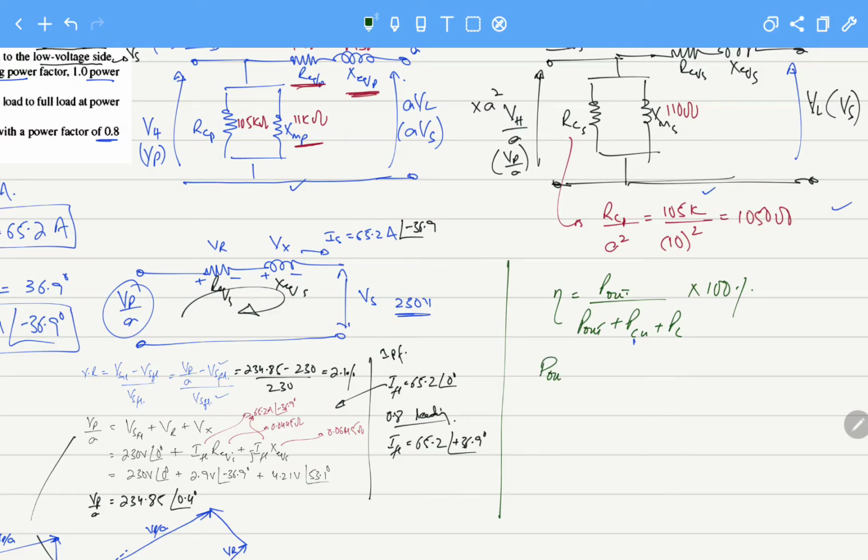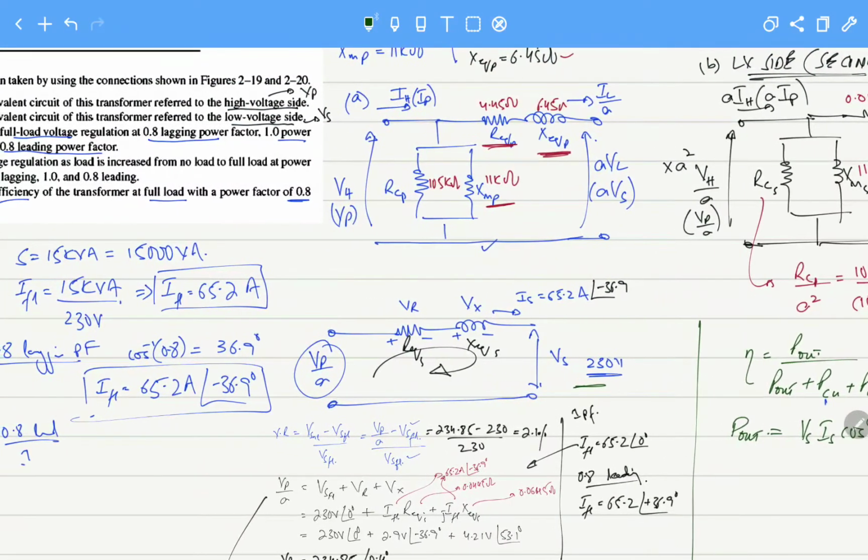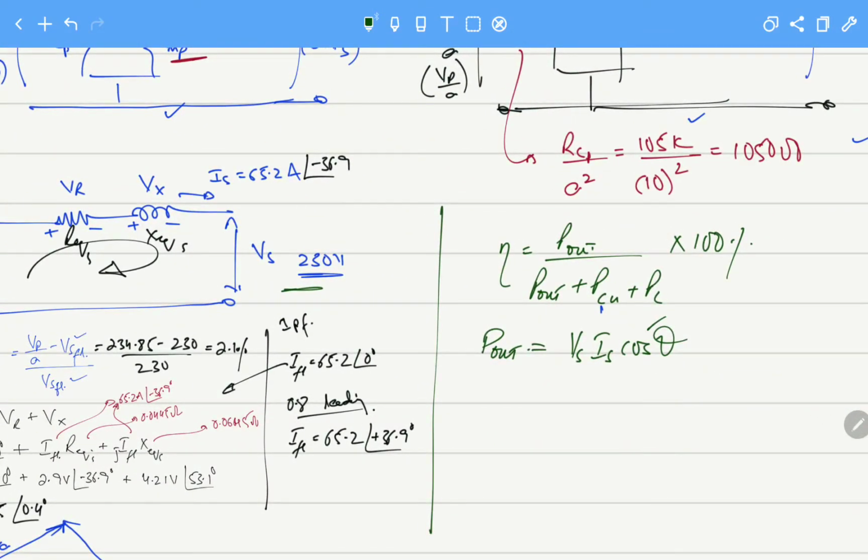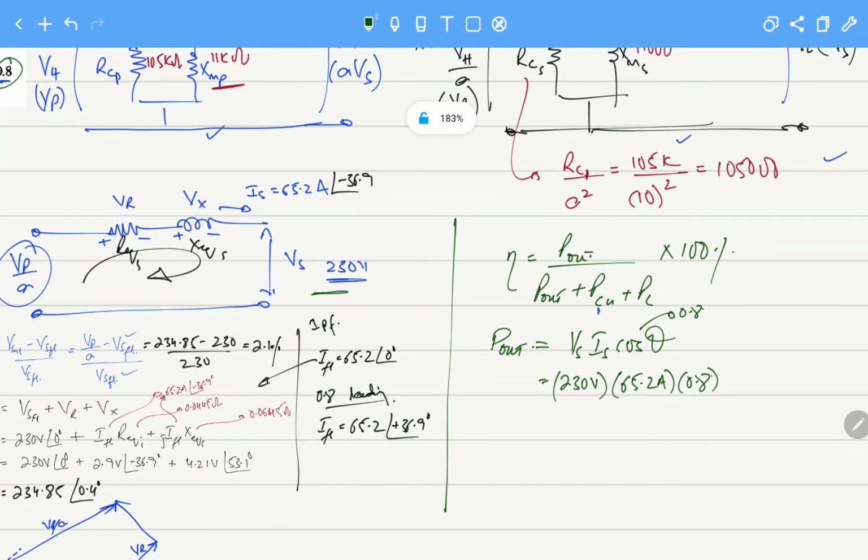So the P out for this transformer will be Vs, Is, cos theta. And they have told us that the power factor is 0.8 lagging, so cos theta is 0.8. Voltage is 230 volts. And Is is the full load current, because they have required the efficiency at full load, and 0.8. So the P out will become 12,000 watts.